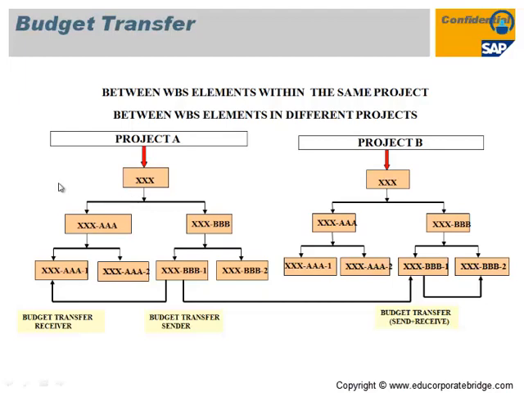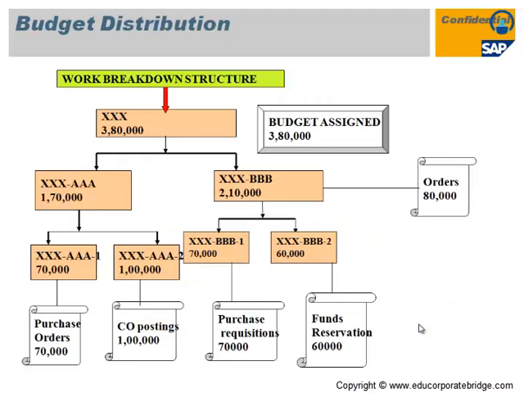So budget transfer is done by the WBS element, from project A to project B or within a WBS also. You can transfer the budget within a WBS, within a project, or from a different WBS in a different project. This facility is provided by SAP with different transaction codes. This is the budget distribution methods.